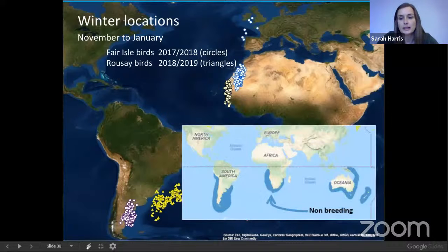And if I draw your attention back to the map we looked at earlier, we can see that in the west of Africa there's a little area where birds are overwintering, not going any further south. And that's obviously missing from the other maps. That's quite exciting.